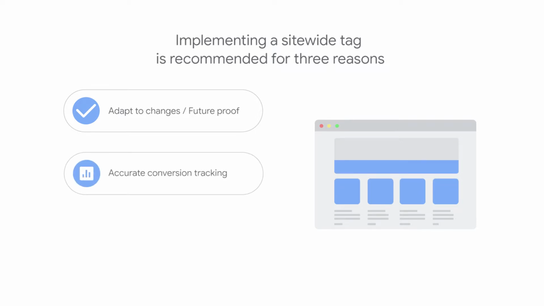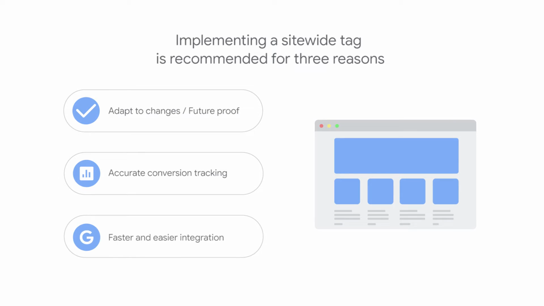Second, site-wide tags enable more accurate conversion tracking. They set new cookies on your site domain, which stores information about the ad clicks that brought a user to your site. And third, site-wide tags provide improved tagging experiences and enable faster and easier integration with Google Ads, Google Marketing Platform advertising products, and Google Analytics.